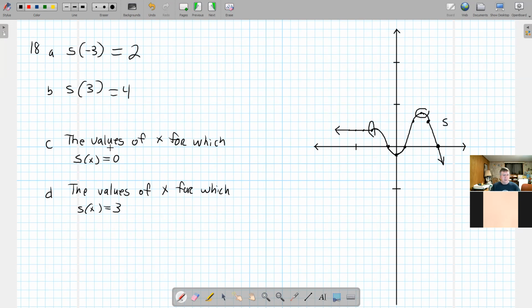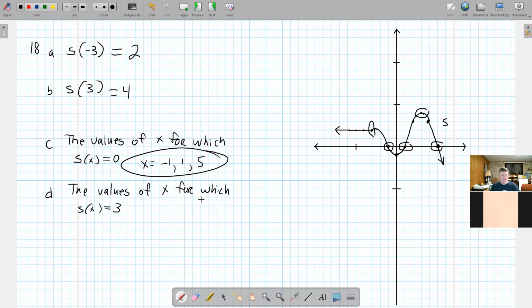Okay. Now, the values. Notice it says values, not value, so there's going to be more than one. The values of x for which s of x or y equals 0. Well, where does y equal 0? The x-intercept. So that would be this one, and this one, and this one. So x is what? -1, 1, and 5. x equals -1, 1, 5. So you'd have those three x values all have the same y value of 0.